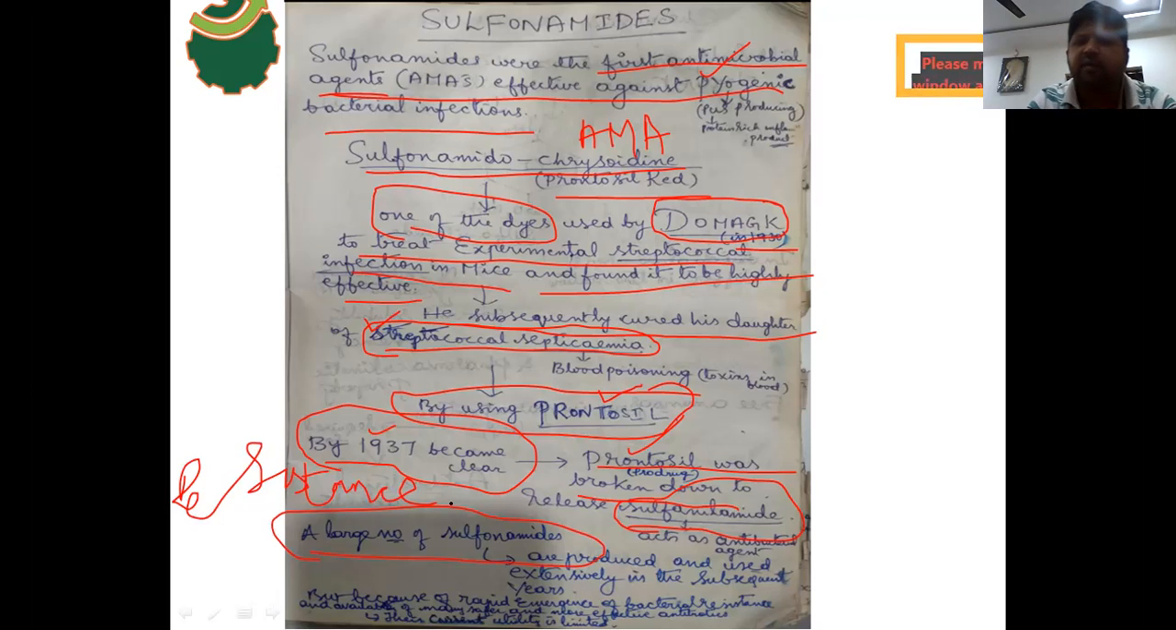Because earlier they were used for many infections, but now the problem is resistance. Many microorganisms have gained resistance towards sulfonamides. And another point is there are many drugs which are more effective and safer than sulfonamides. That's why the current utility of sulfonamides is limited, because of resistance, and because safer and more effective drugs are available than sulfonamides.